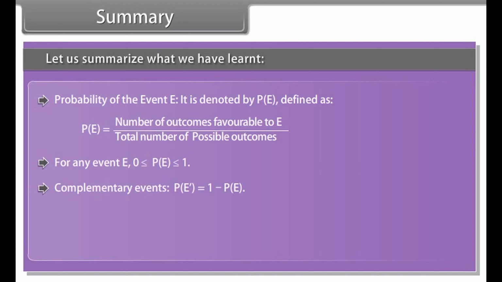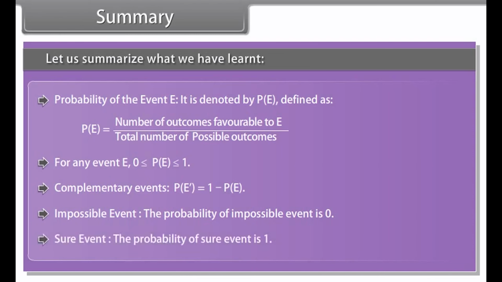Complementary events, P(not E) is equal to 1 minus P(E). Impossible event. The probability of an impossible event is 0. Sure event. The probability of a sure event is 1.